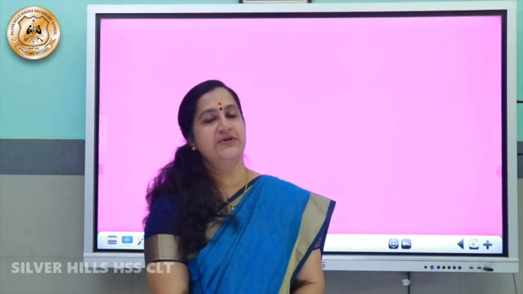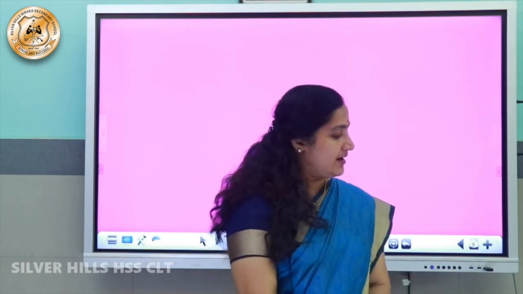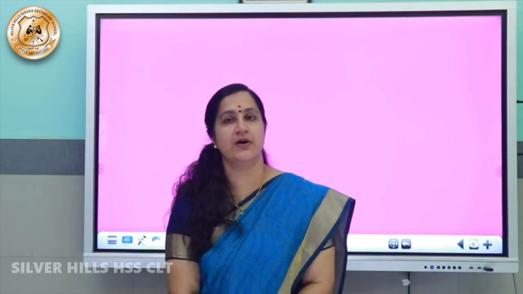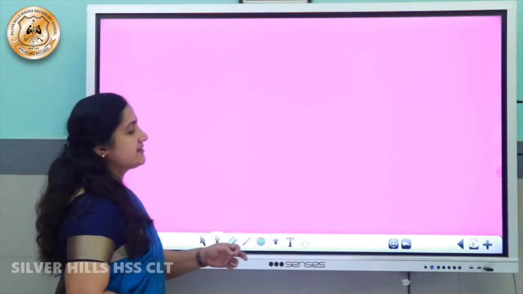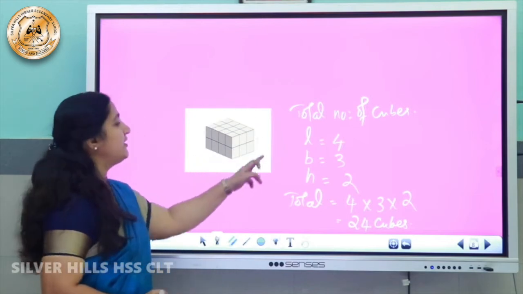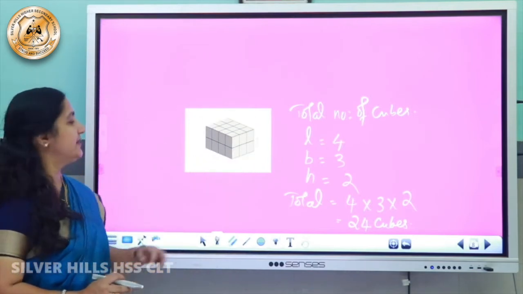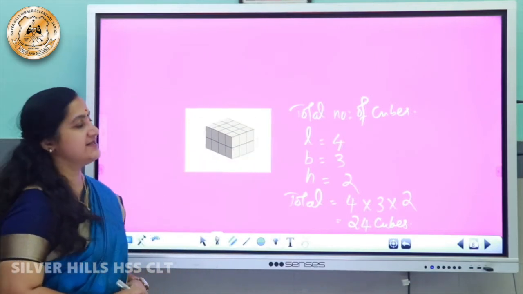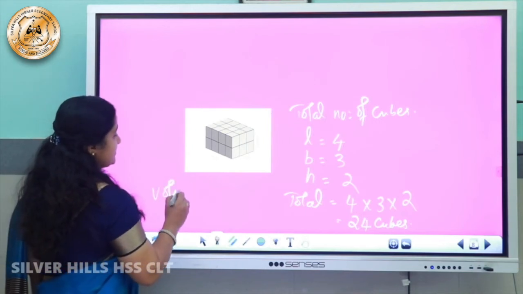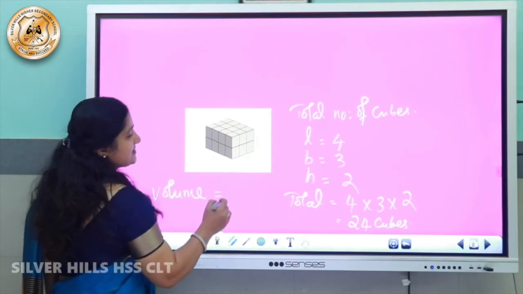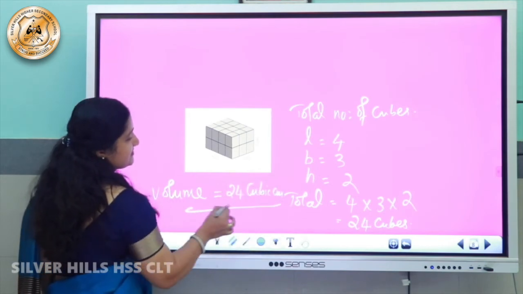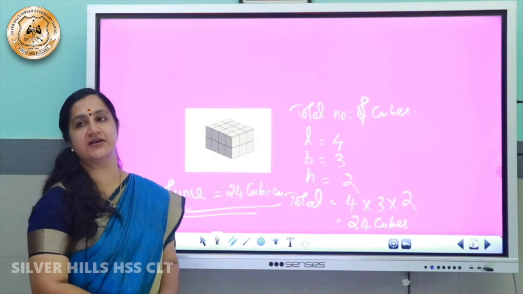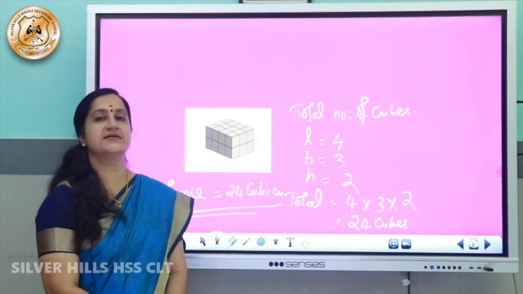We say that a cube of length 1 centimeter, breadth 1 centimeter, height 1 centimeter has a volume of 1 cubic centimeter. That means, what about the volume of this figure? Here the measurements are given in centimeter. So volume of this is 24 cubic centimeter. So volume of this figure is 24 cubic centimeter.